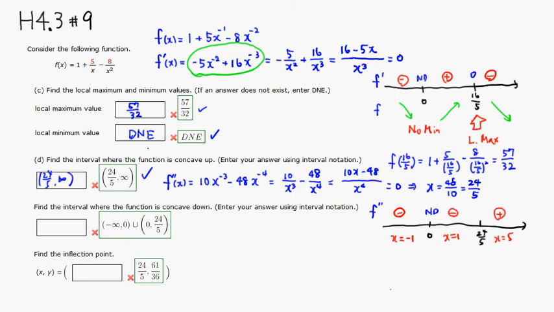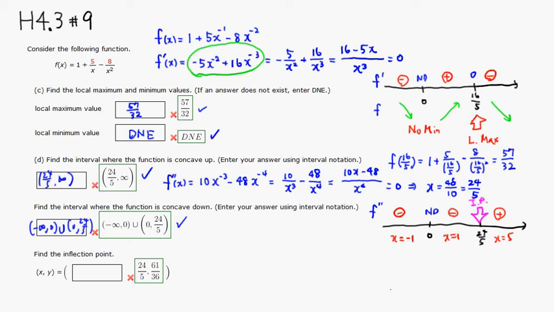So we got that. And the interval where the function is concave down would be negative infinity to 0, and 0 to 24 over 5. So we got that. Then find the inflection point. The only place that changes concavity is right here. So you would have an inflection point there.